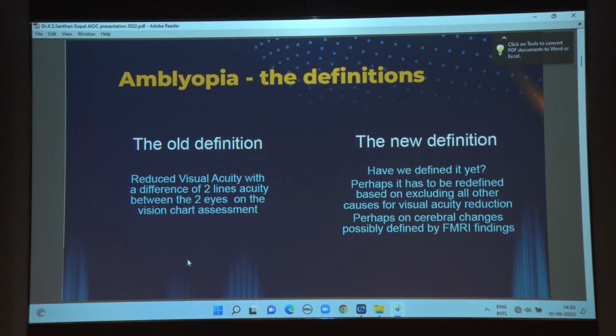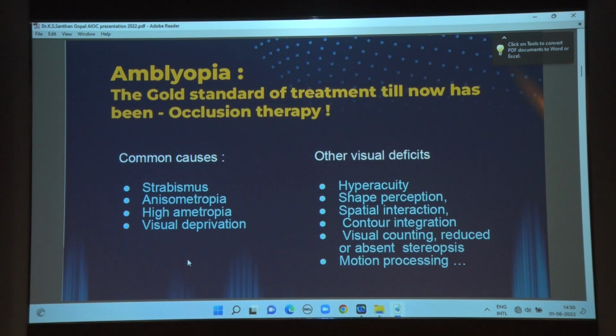The truth is only a path. It is not the end. You can never reach the end of the truth. It's only a path. So have we defined amblyopia yet? Have we used all the modalities available for diagnosing and treating it? If you ask me, the definition of amblyopia is a dustbin diagnosis. Because you rule out all other conditions, then only you can say, this must be amblyopia with a problem in the brain.